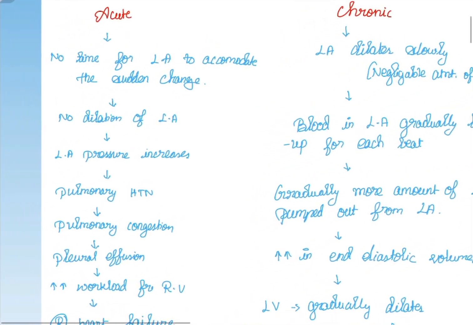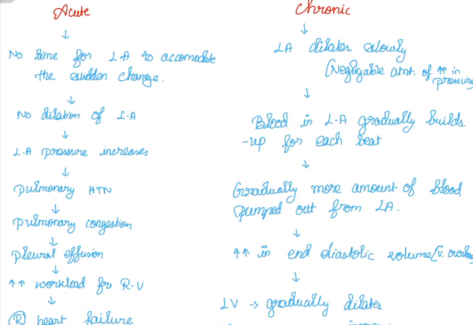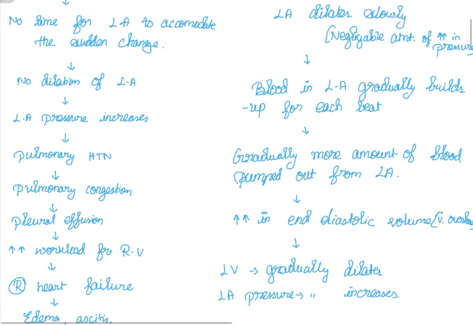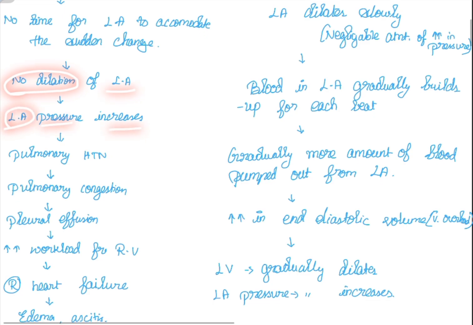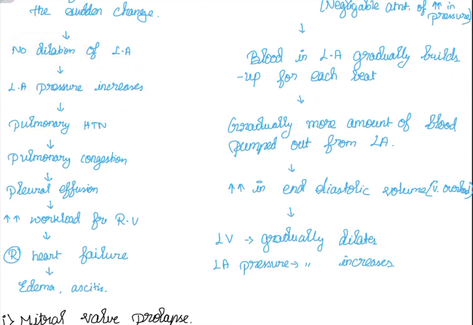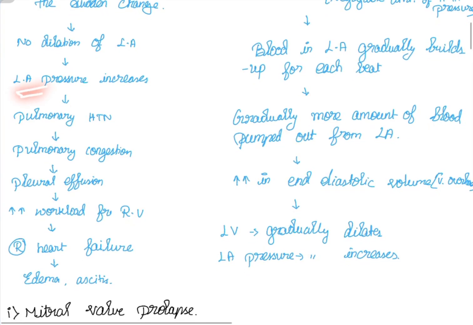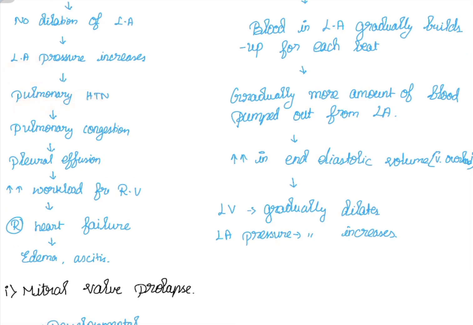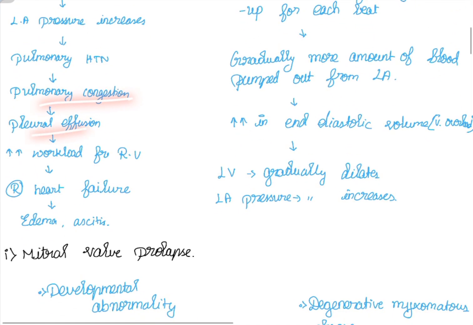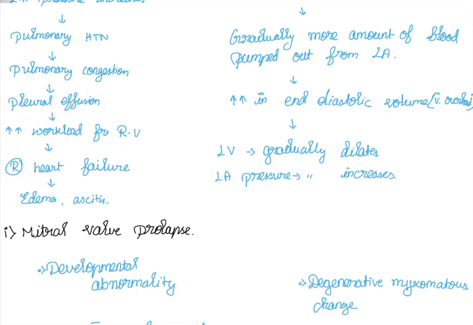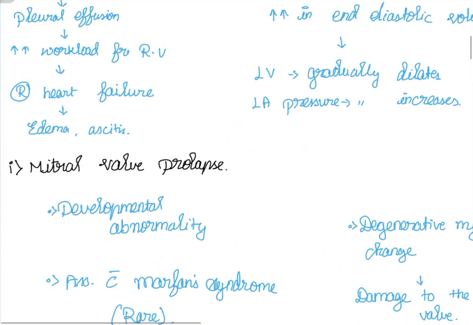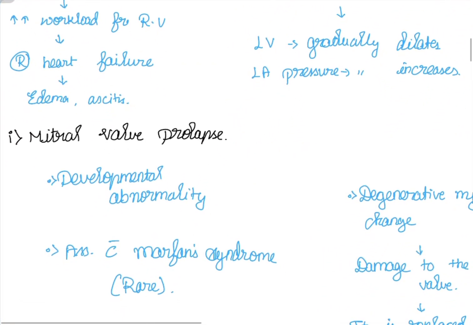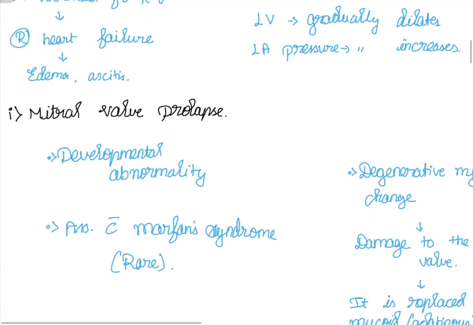Next, we move into the acute condition. In the acute condition, there is no time for the left atrium to accommodate these vascular changes. So there is no dilation of the left atrium. The left atrial pressure keeps on increasing. This results in pulmonary hypertension. Due to the increased pressure in the left atrium, the blood vessels from the lungs cannot drain into the left atrium properly, which results in pulmonary hypertension. Due to pulmonary hypertension, we may see pulmonary congestion and pleural effusions. So, if there is pulmonary hypertension, the right ventricle should pump with more pressure. This increased workload for the right ventricle, if it continues for a long duration, results in right heart failure, which presents as edema and ascites.